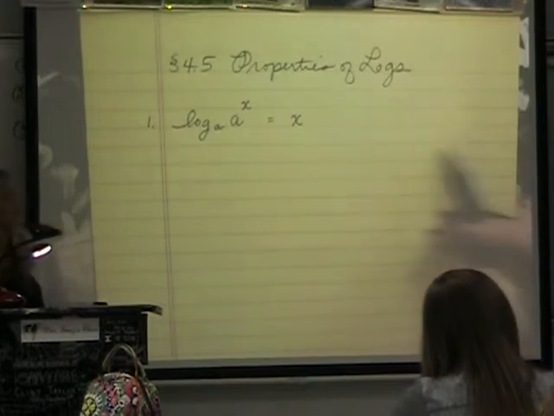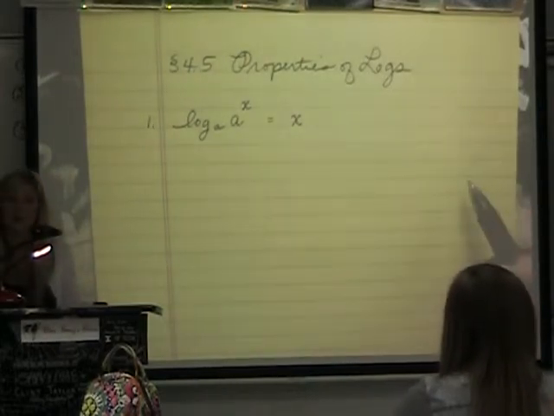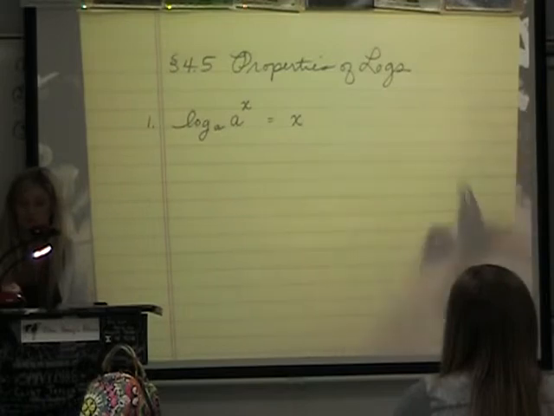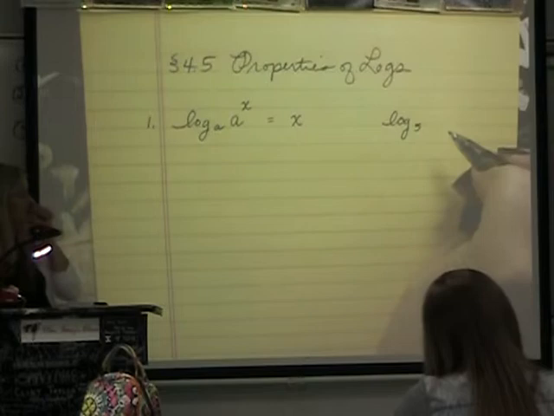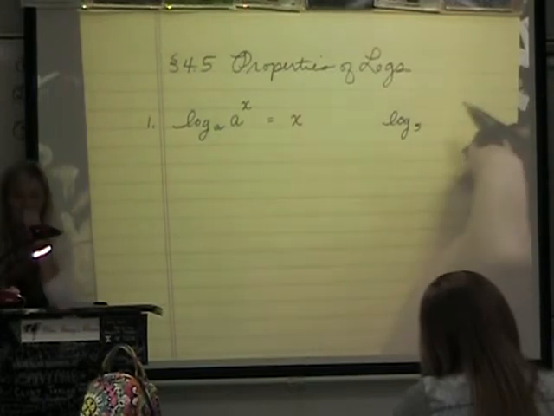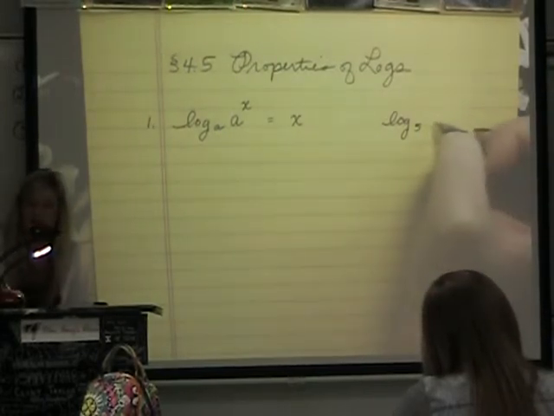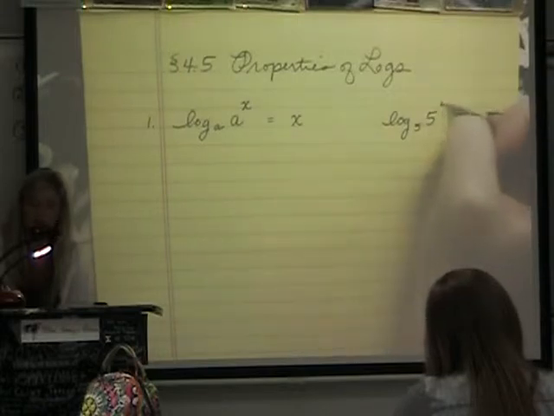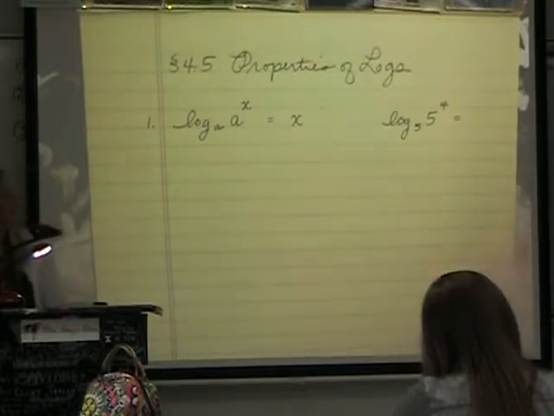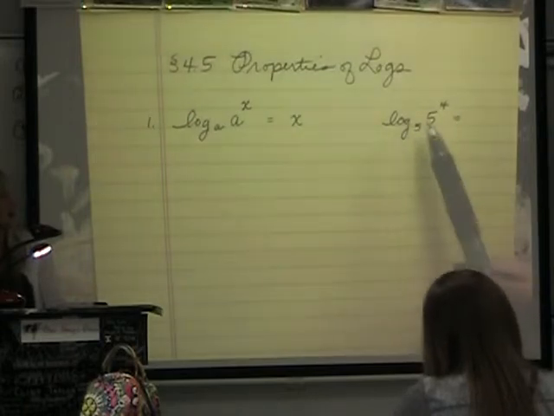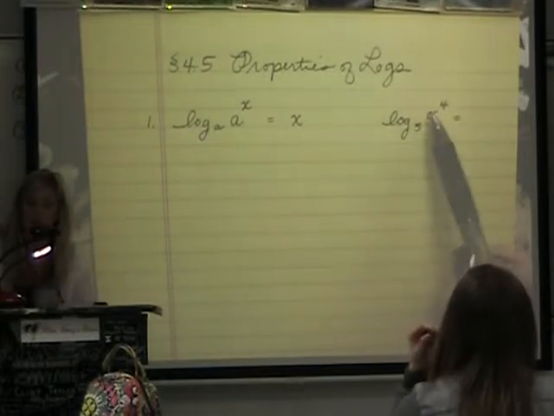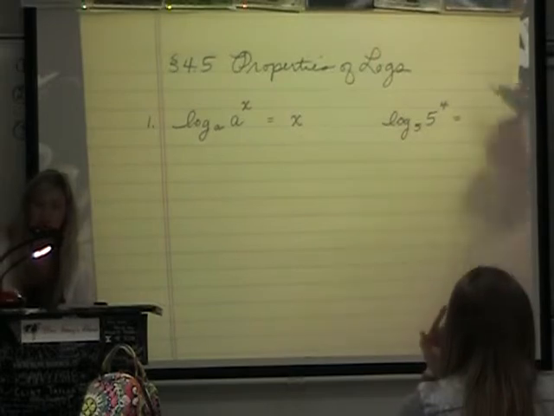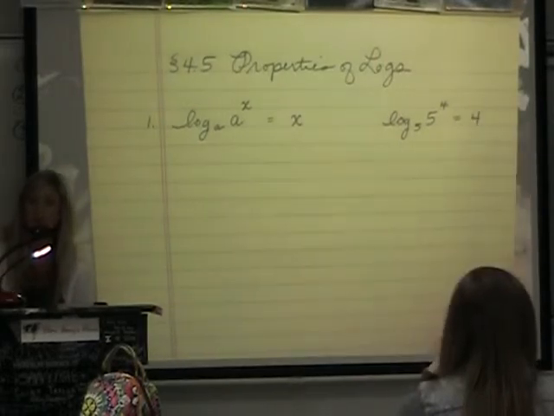Over here to the side, I'm going to give you a few examples of that property. So my first example would be something like log base 5 of 5 to the 4th power. I have a base 5 on my logarithm. I have a base 5 on my exponential. Because of this inverse property, the two cancel each other out, leaving you with the exponent. So the answer is just 4.